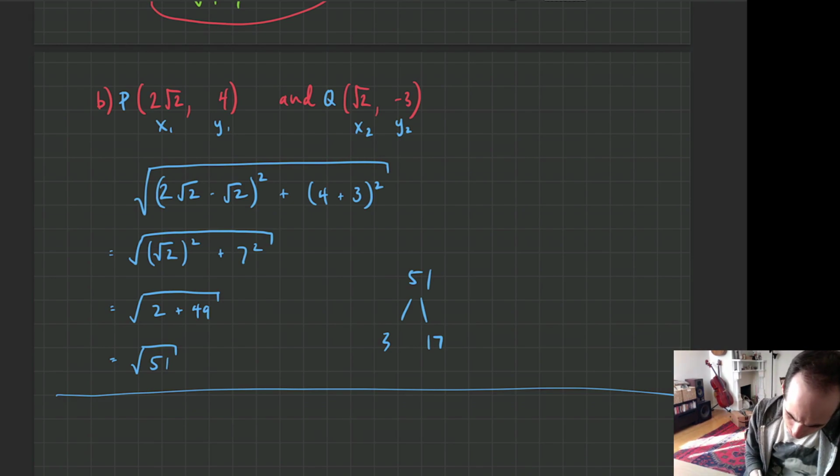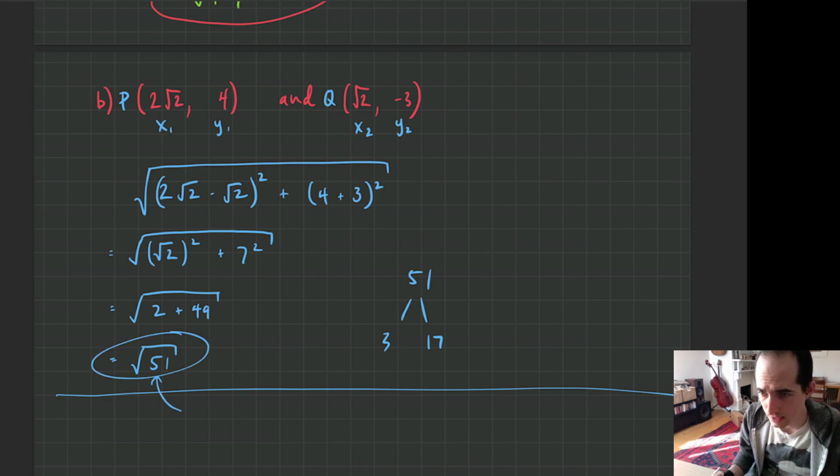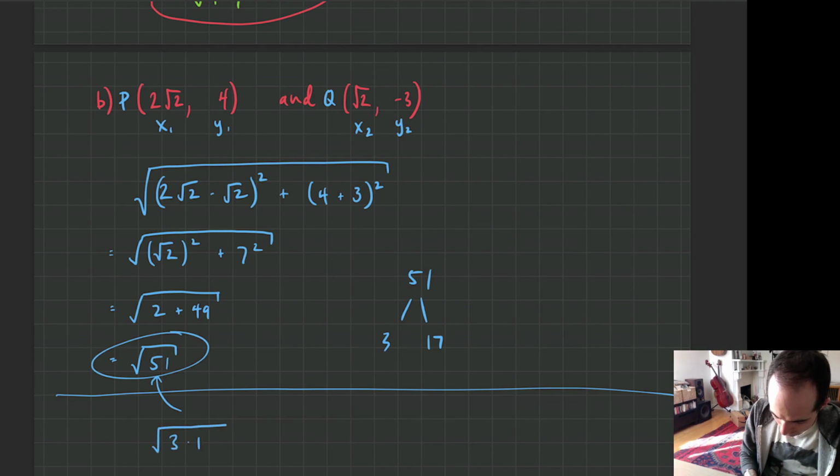Okay. The idea here is that this already is simplified. It is what it is. We can't simplify this anymore. If you wanted to, you could do the square root of 3 times 17, but that isn't any more helpful than just the square root of 51.